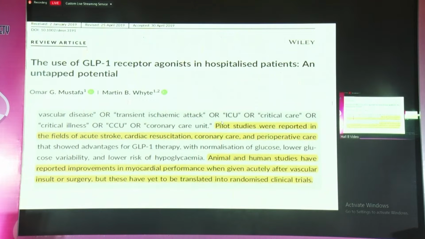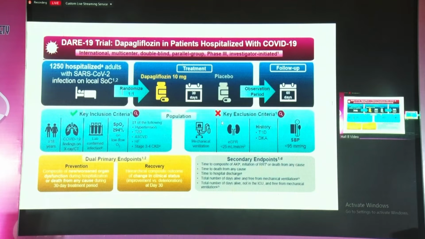I am putting up this review article, which says that animal and human studies have reported improvements in myocardial performance when GLP-1 activity is given after vascular insult or in surgery, but these have yet to be translated into randomized clinical trials. To date, we are not accustomed to using GLP-1 receptor analogs when patients are hospitalized. Regarding SGLT2 inhibitors, we have just gone through a very pathetic pandemic, COVID-19, and this is one of the first studies where an SGLT2 inhibitor has been used in an acute setting.